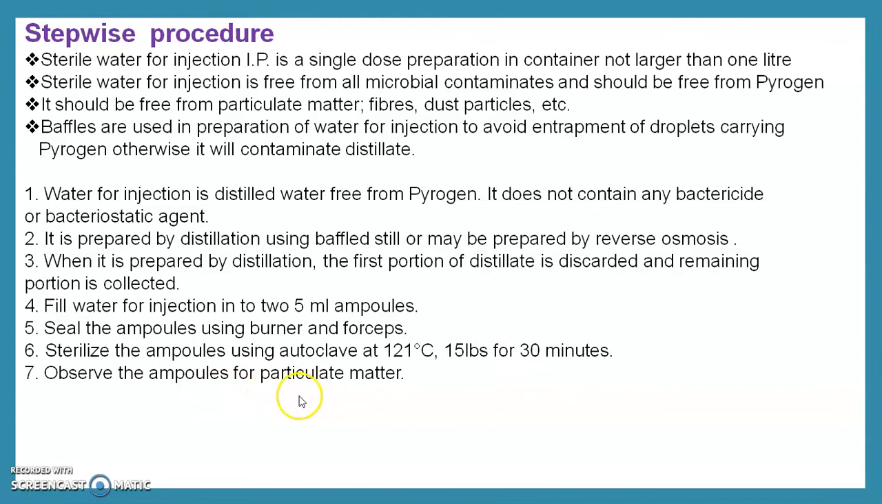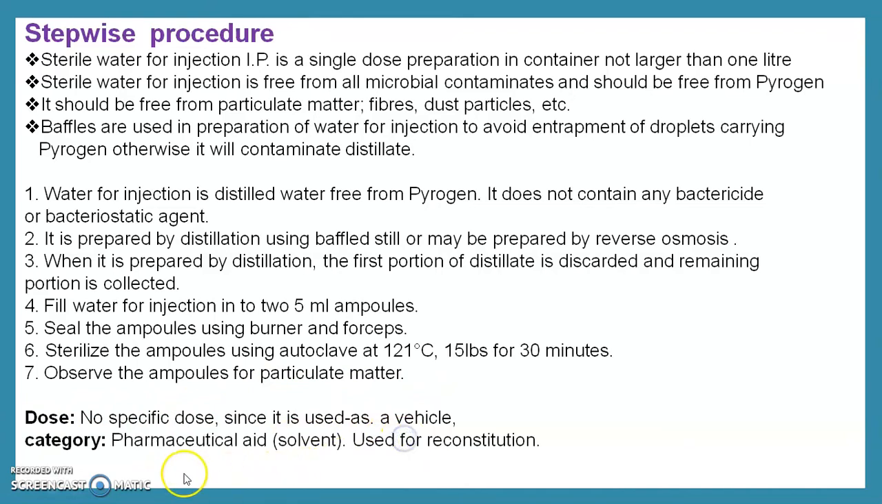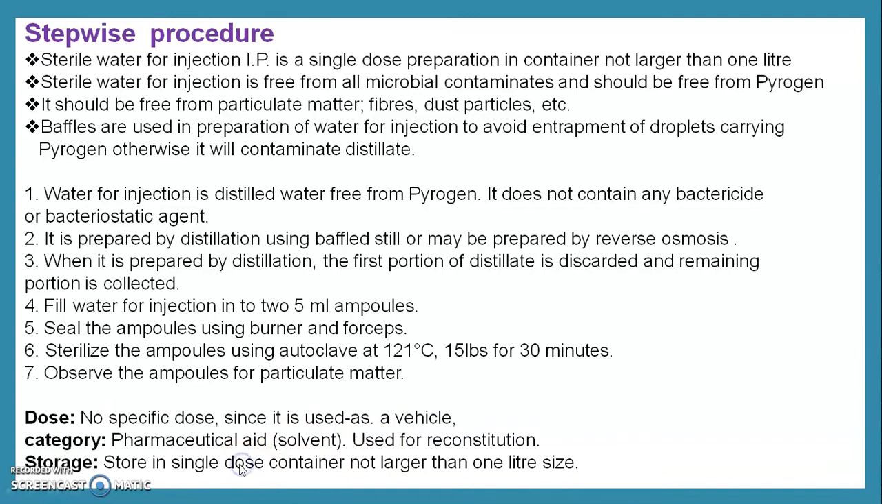Observe the ampoule for particulate matter. Dose: no significant dose since it is used as a vehicle. Category: it is a pharmaceutical aid used for reconstitution. Storage condition: store in a single dose container not larger than 1 liter size. Then we move toward the laboratory for the practical session.